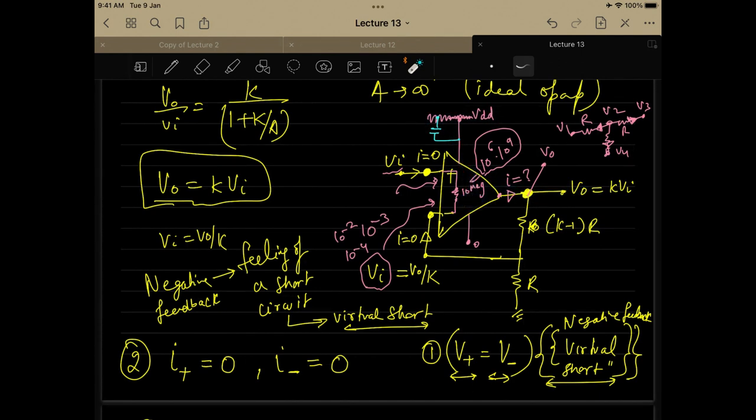Or it might also affect by going through this path and create small fluctuations in these lines. If these lines fluctuate, definitely the voltage difference between the two will increase, and that will be amplified by the amplifier gain A0. We are not sure about it, but it can go through like this also.